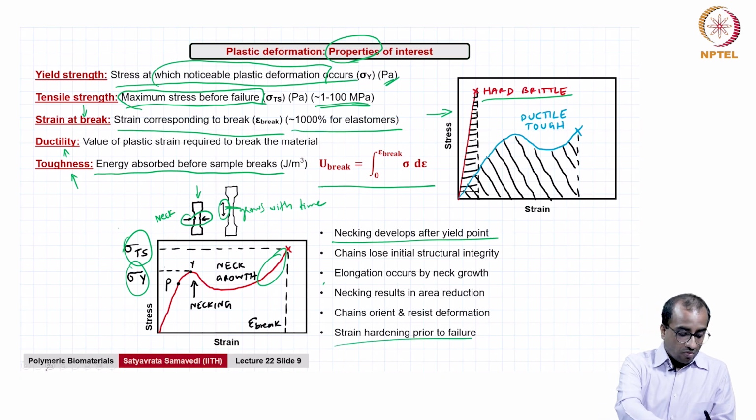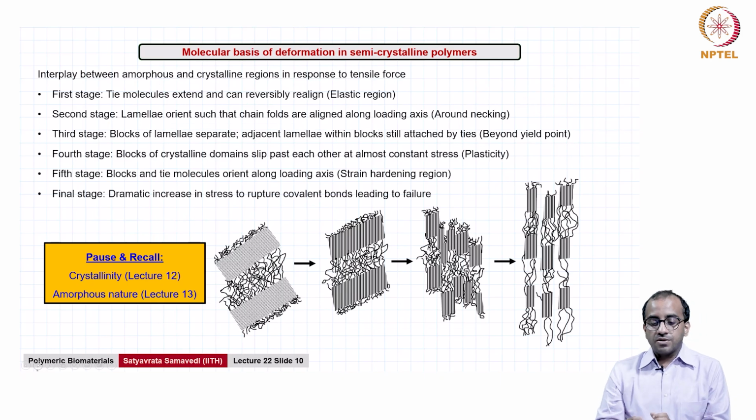Now, what is the molecular basis of deformation in semicrystalline polymers? So, what we are going to do here is, just as we saw for the elastic regime, take a semicrystalline polymer and go from start to finish and try to see if we can map out, if you will, structurally what is happening to the different aspects of the polymer itself in the different regions of the plot that we saw on the previous slide.